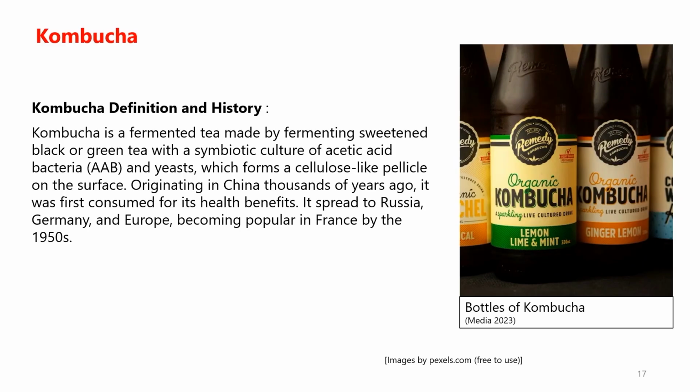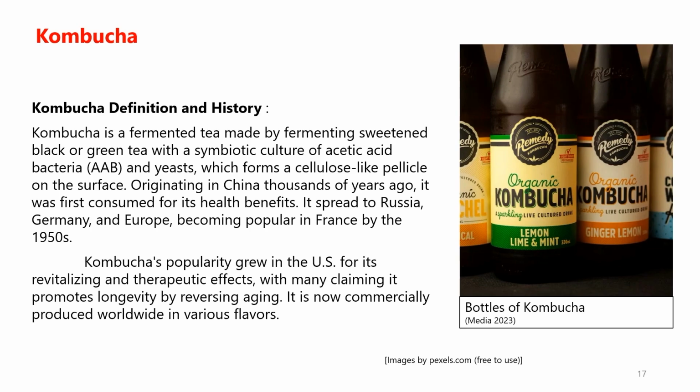Then we have kombucha. This is a fermented tea made by fermenting sweetened black or green tea with a symbiotic culture of acetic acid bacteria and yeast, which forms a cellulose-like pellicle on the surface. Originating in China thousands of years ago, it was first consumed for its health benefits. It spread to Russia, Germany and Europe, becoming popular in France in the 1950s.